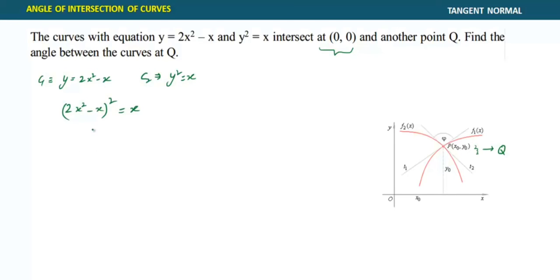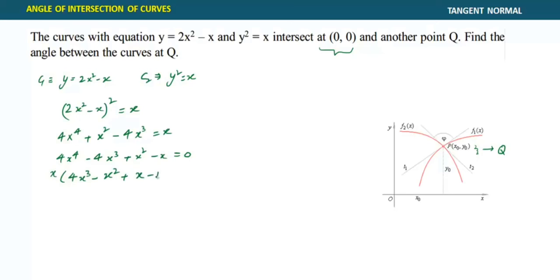What value will you get? Can you tell me? After solving this, this will become 4x raised to power 4 plus x square minus 4x cube equal to x. And if I write everything on one side, you can easily see that this will be a biquadratic equation which has one root as 0, because x can be taken common, right? If you take x common, this will become 4x cube minus 4x square plus x minus 1 equal to 0. So we know that x equal to 0 is a solution, but we cannot take it because it is already given that you have to find another point Q.